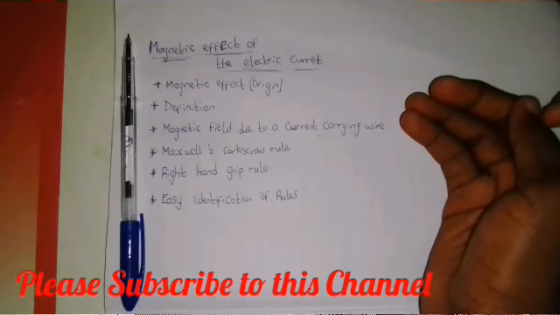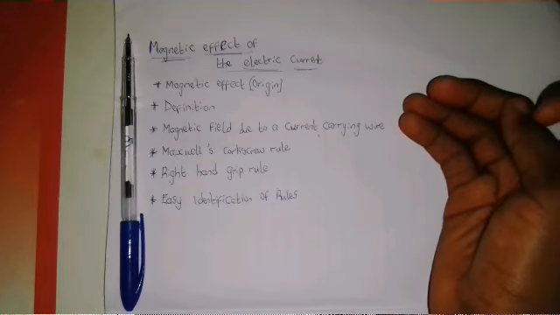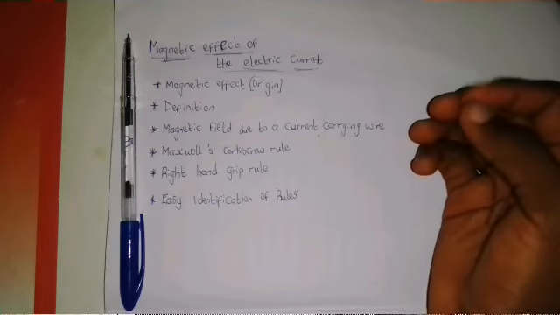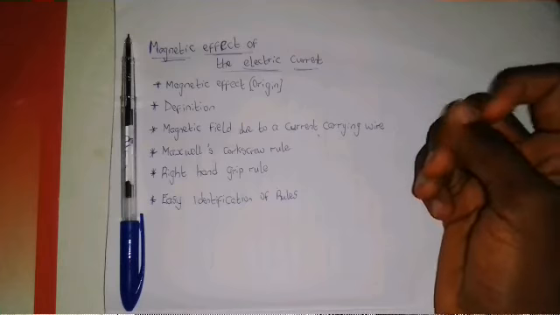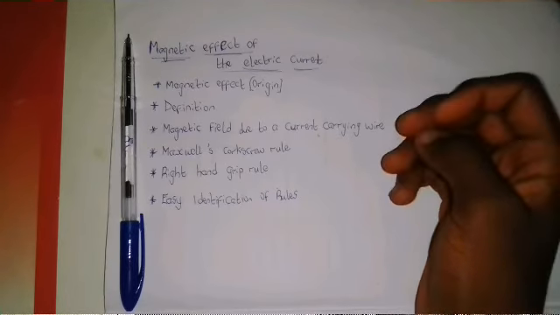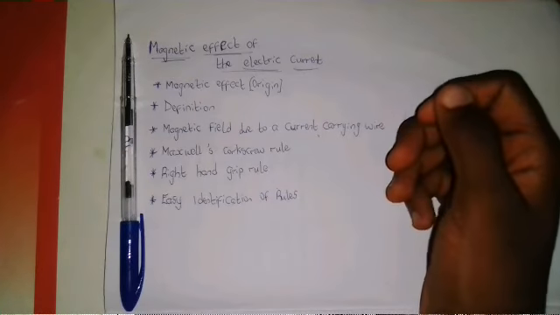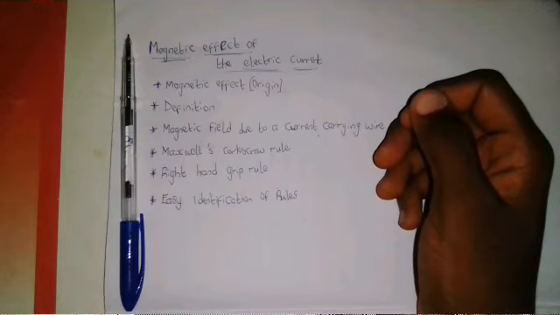Now we also explained the magnetic effect of the electric current, the definition, and I said that it is the process whereby electricity is changed to magnetism, or it is the effect that is produced when electric current is passed through a straight wire.